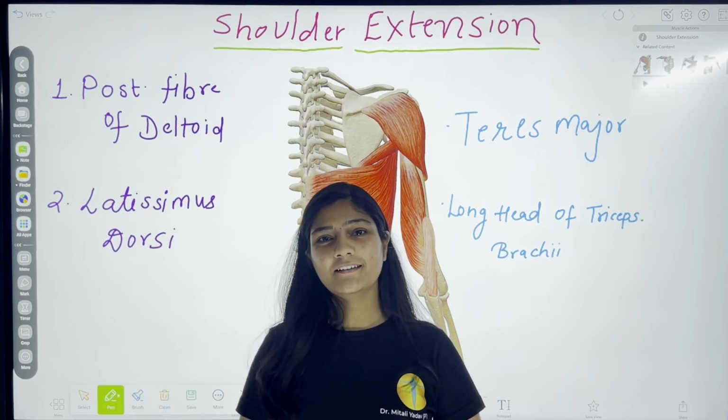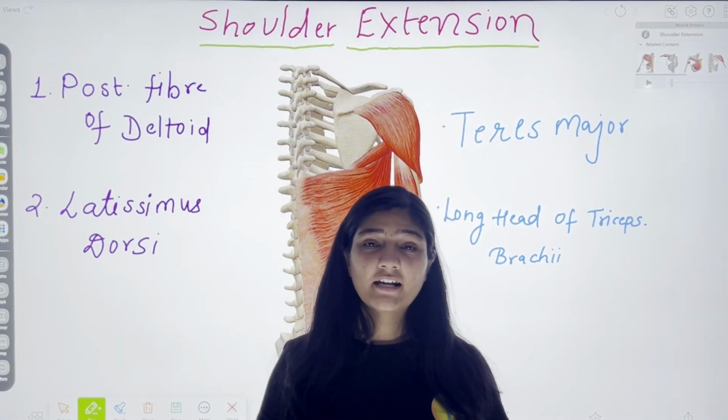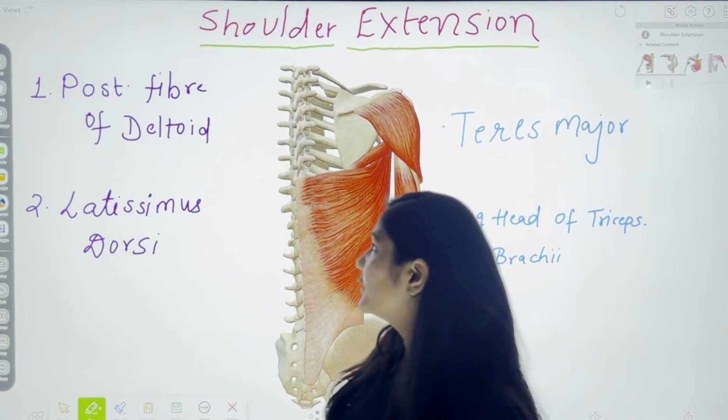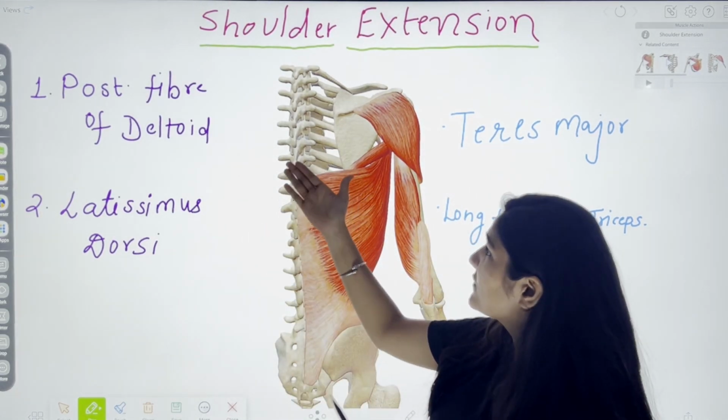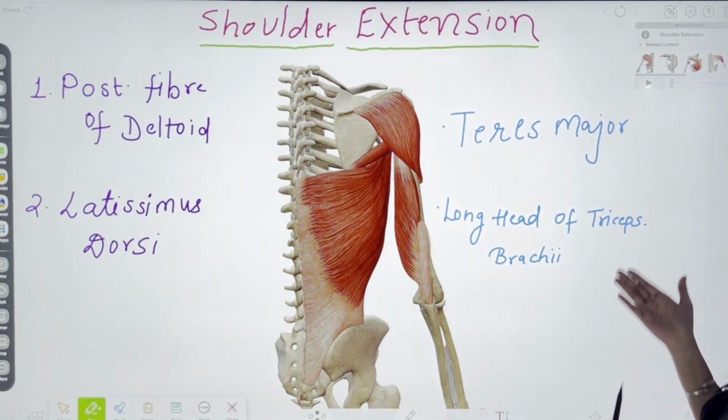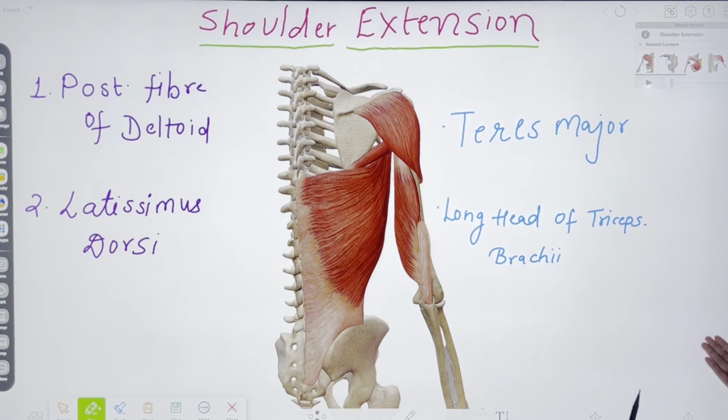So let's get started. In shoulder extension, there are basically 4 muscles that mainly work. Among the 4 muscles, 2 are the main muscles, that are the posterior fibers of deltoid and latissimus dorsi, and 2 are the accessory muscles, that is teres major and the long head of triceps brachii.